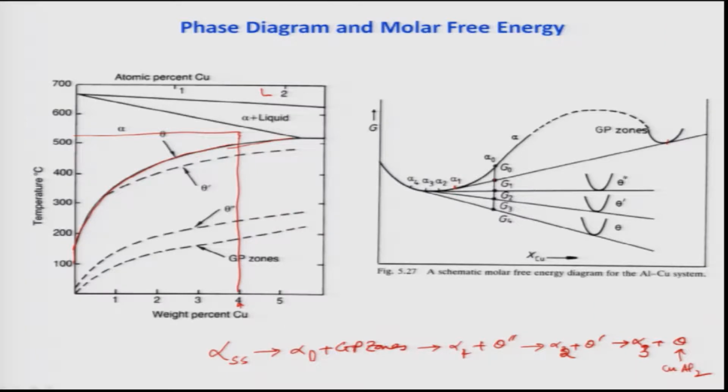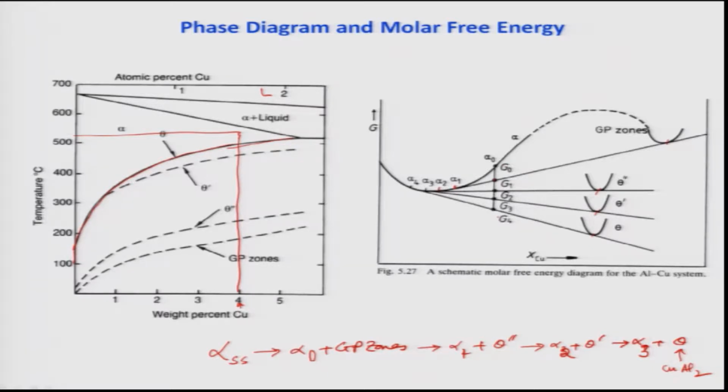Okay. Now if I do the same thing for the theta double prime, theta prime and theta, obviously all of them will have separate free energy curves because they are separate phases. Their lattice parameters are different. So if you see theta double prime, I can always draw a common tangent between alpha and theta double prime and get the composition of these and these. Theta, same thing, theta prime also similar, and the free energy is gradually decreasing from G0 to G4.